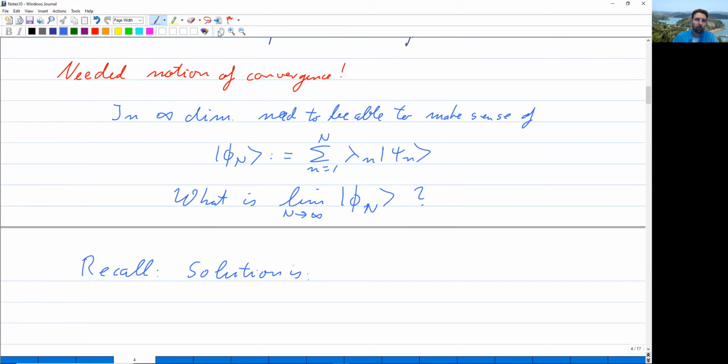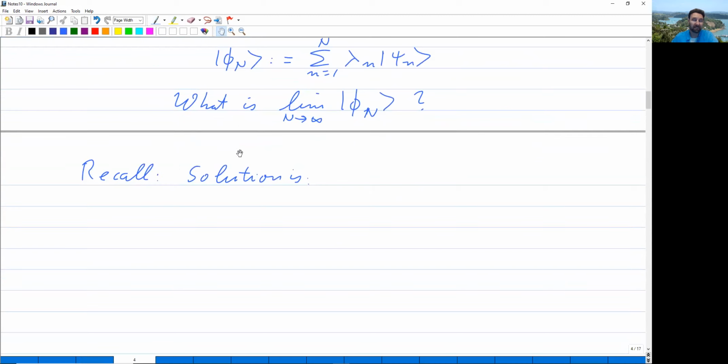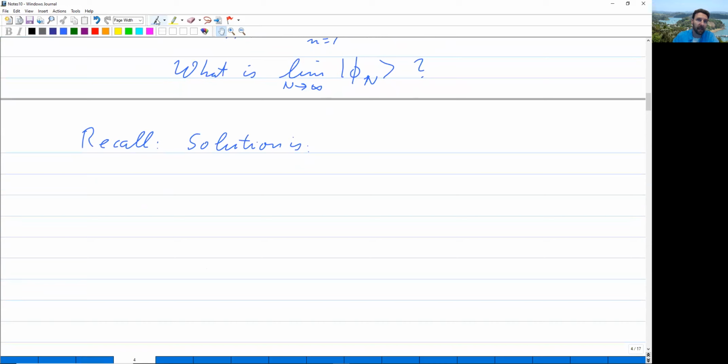So remember, the solution is, first of all, in order to be able to define what is convergence, we need to know what is a distance, so that we can then say convergence we have if the distance between things goes to 0. So the definition was to define distance, namely the distance between two vectors, psi and phi, was defined to be the length of the vector of the difference between the two, psi minus phi. Okay.